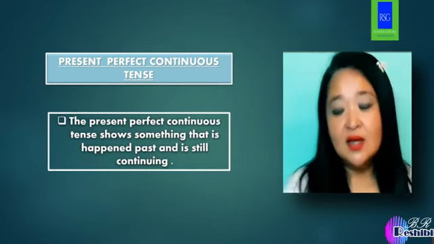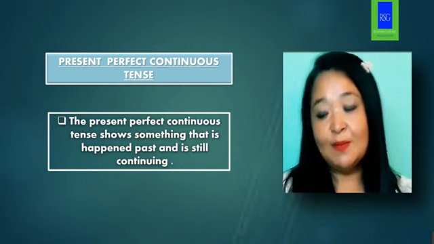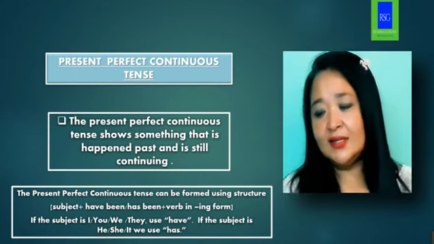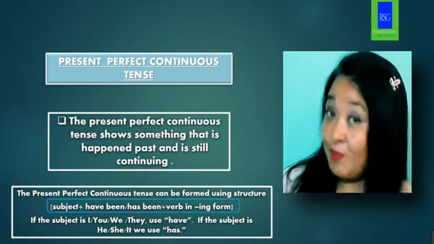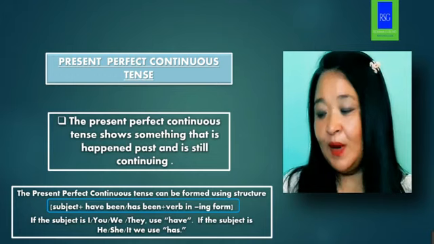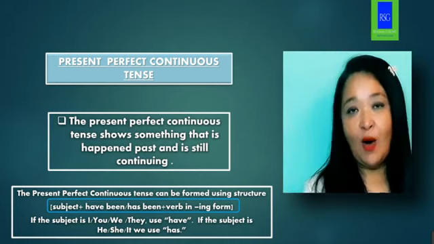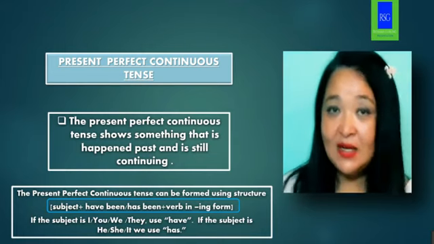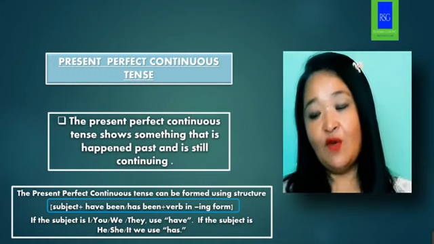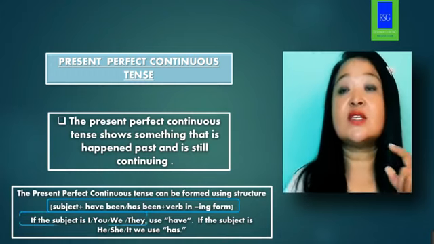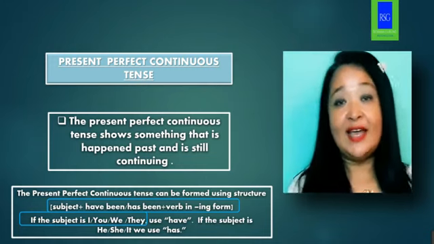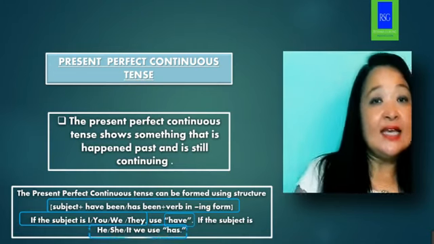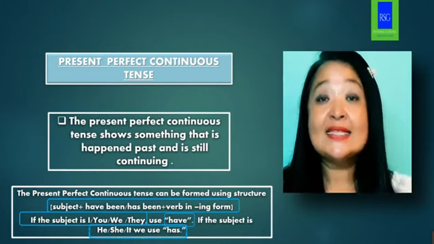Okay, so how is the present perfect continuous formed? What is the structure? Structure means, in simple language, the formula. It is: subject plus have been or has been plus verb in the ing form. Okay, once again, subject plus have been or has been plus verb in the ing form. And here also, if the subject is I, you, we or they, then we will use have been. And if the subject is he, she or it, then we'll use has been.